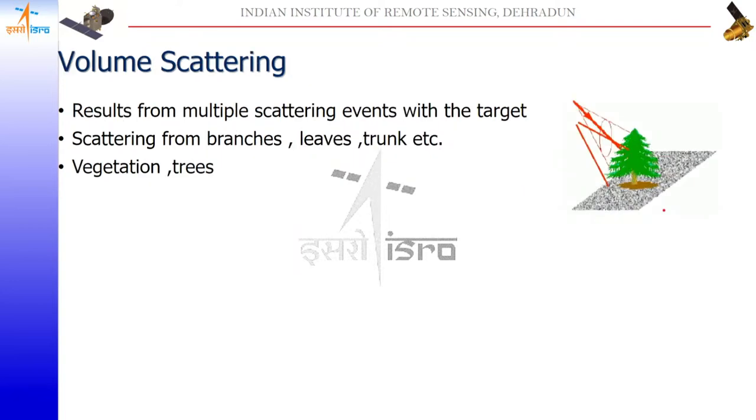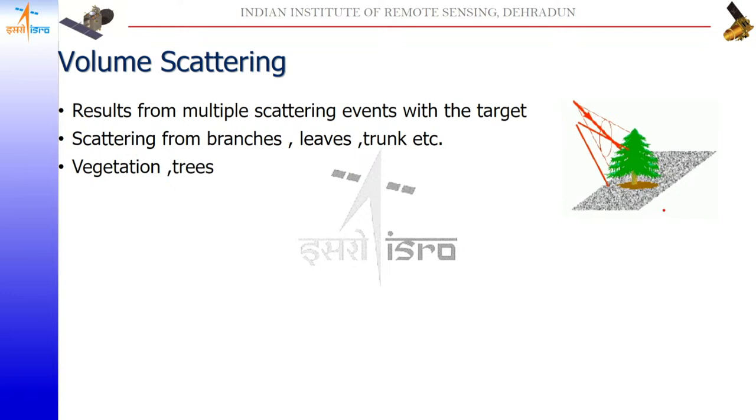Third is the volume scattering. This volume scattering is given by vegetation. As you know, a tree has different components: leaves, branches and the trunk. The SAR signal interacts with each of these, so there are multiple types of scattering, and each component scatters the energy towards the sensor.